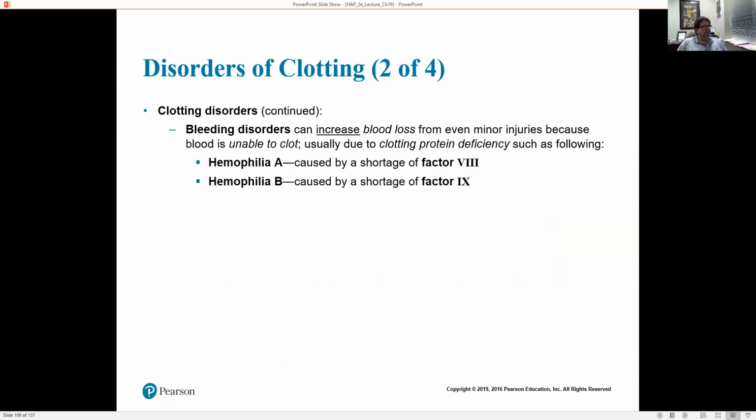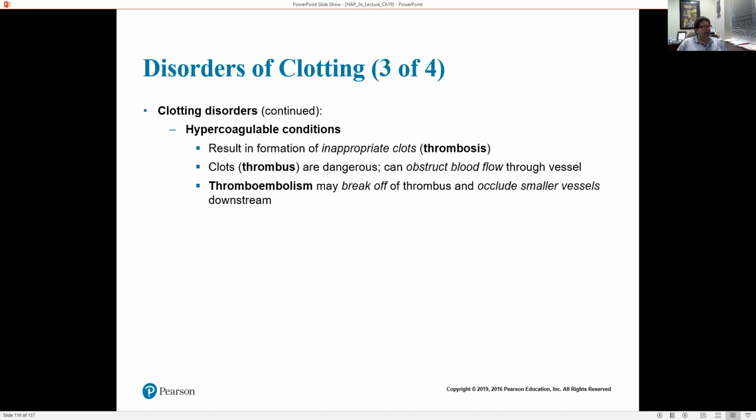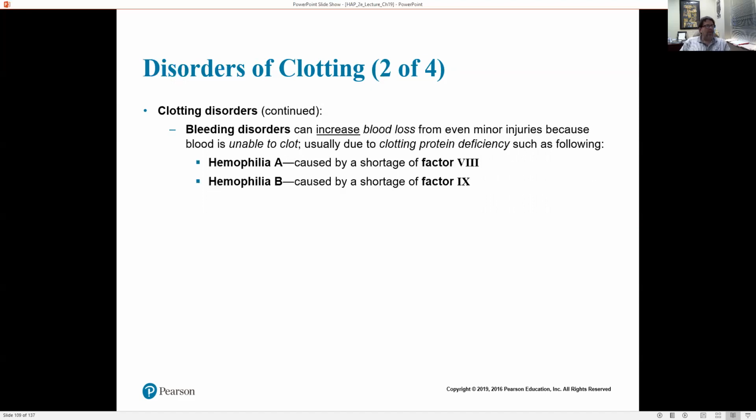I already talked about bleeding disorders. Hemophilia is the most common one. Hemophilia A is a shortage of factor 8. Hemophilia B is a shortage of factor 9. So people who have hemophilia have to have infusions of blood plasma from other people, and I think I read somewhere that it takes like 100 people to give one treatment.